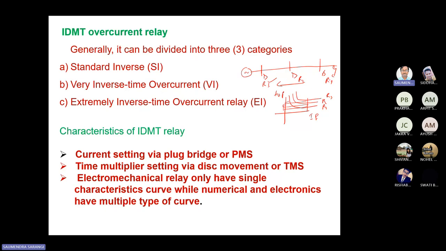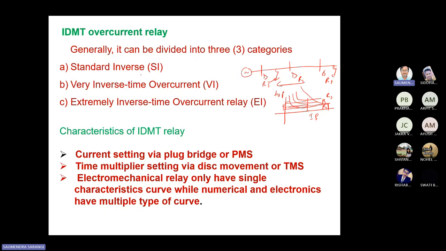So if, by any chance, this relay fails, then after a certain time gap, this will operate. Further, if you come to this side, towards the source side, R3, and the fault current further increases, then this characteristic will be like this. I will show you the characteristic. You observe this also operating at a minimum time.